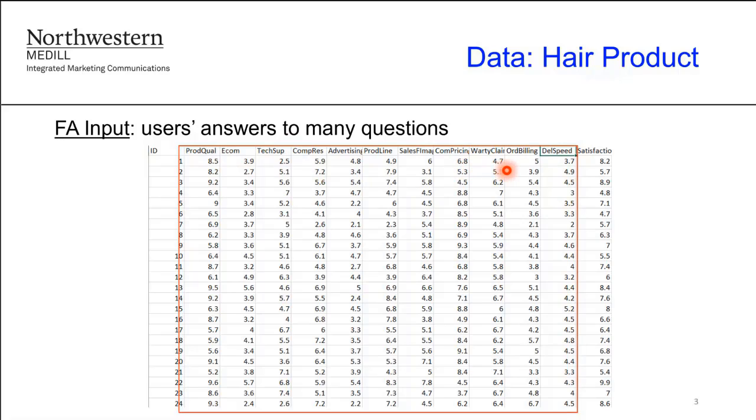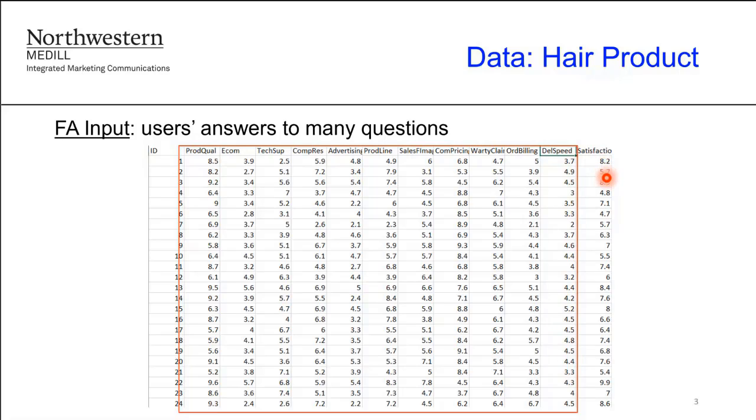If you look at this data, there's a column named satisfaction. This is the last column. This is the overall satisfaction, and all the other dimensions are about details of the hair product. We mainly use the detailed questions, except for this overall satisfaction.